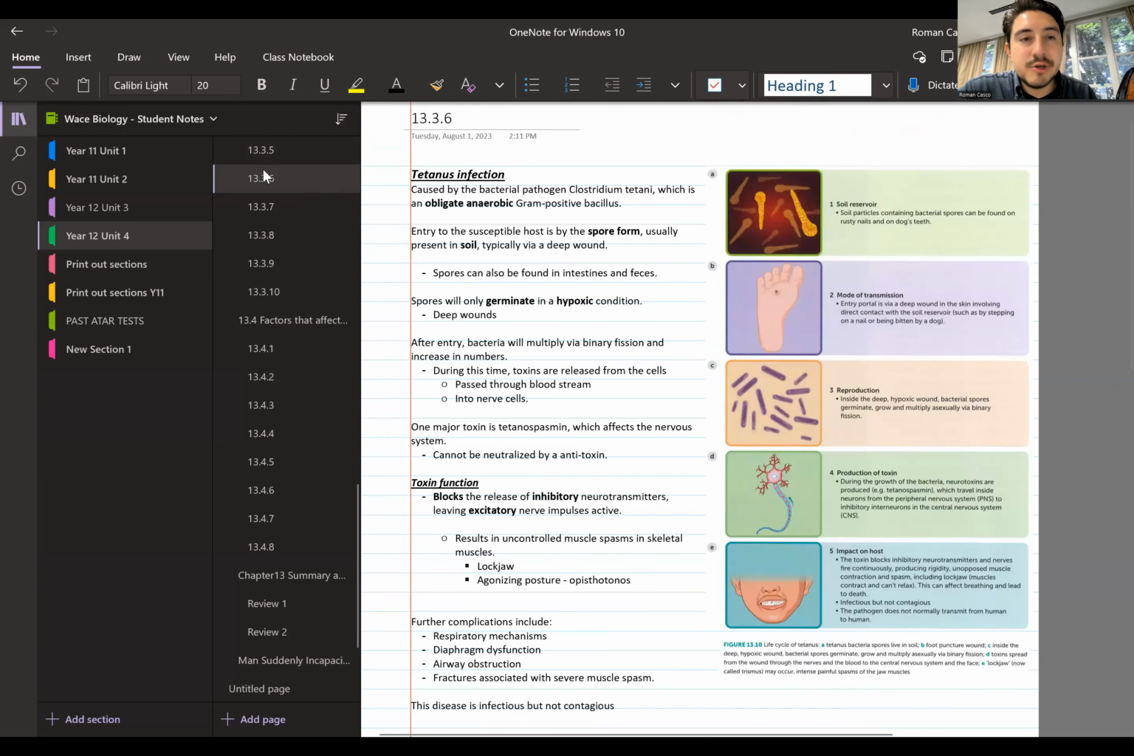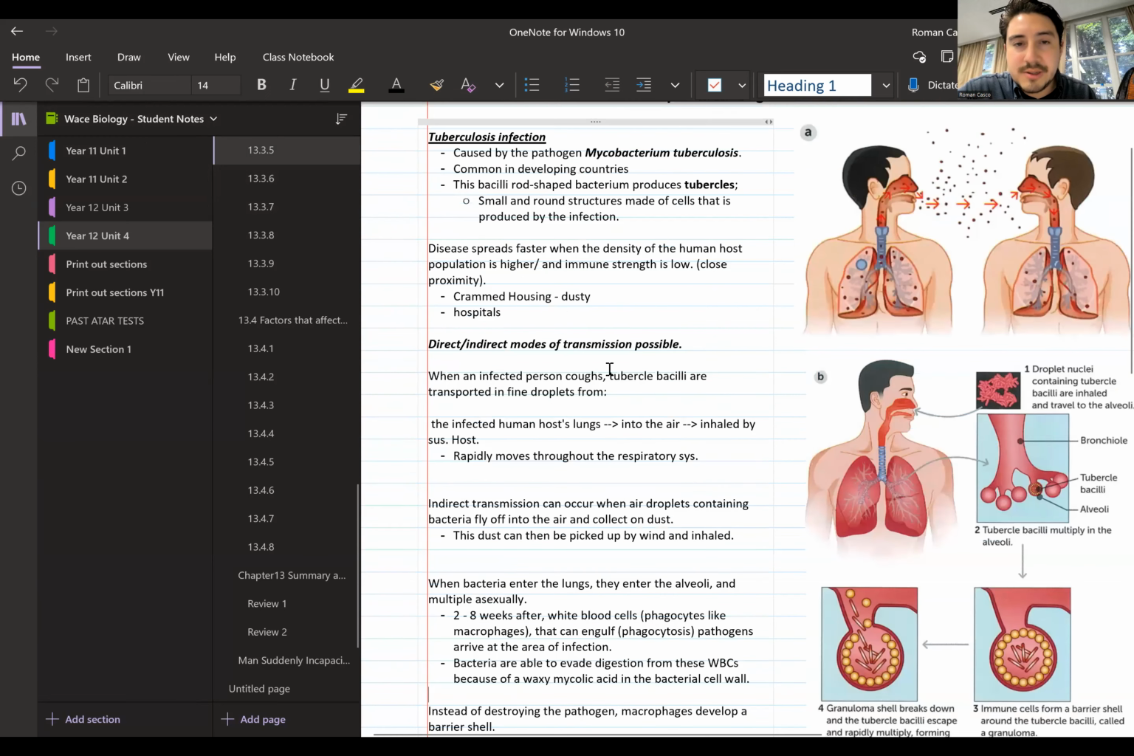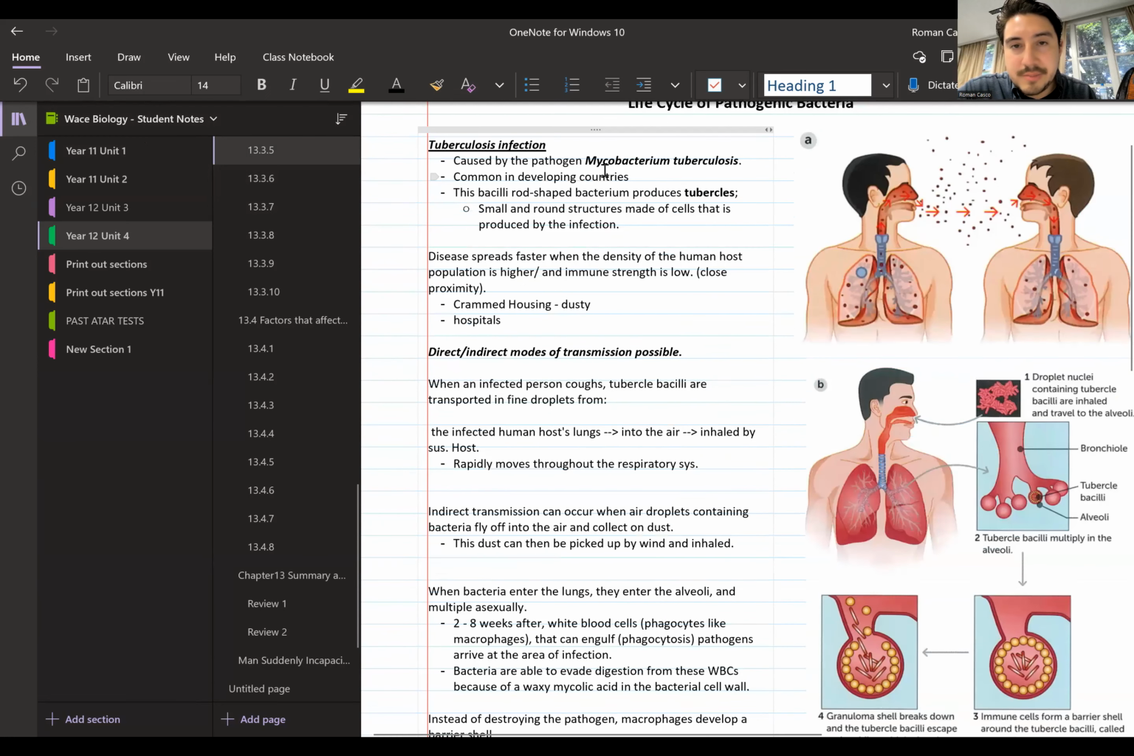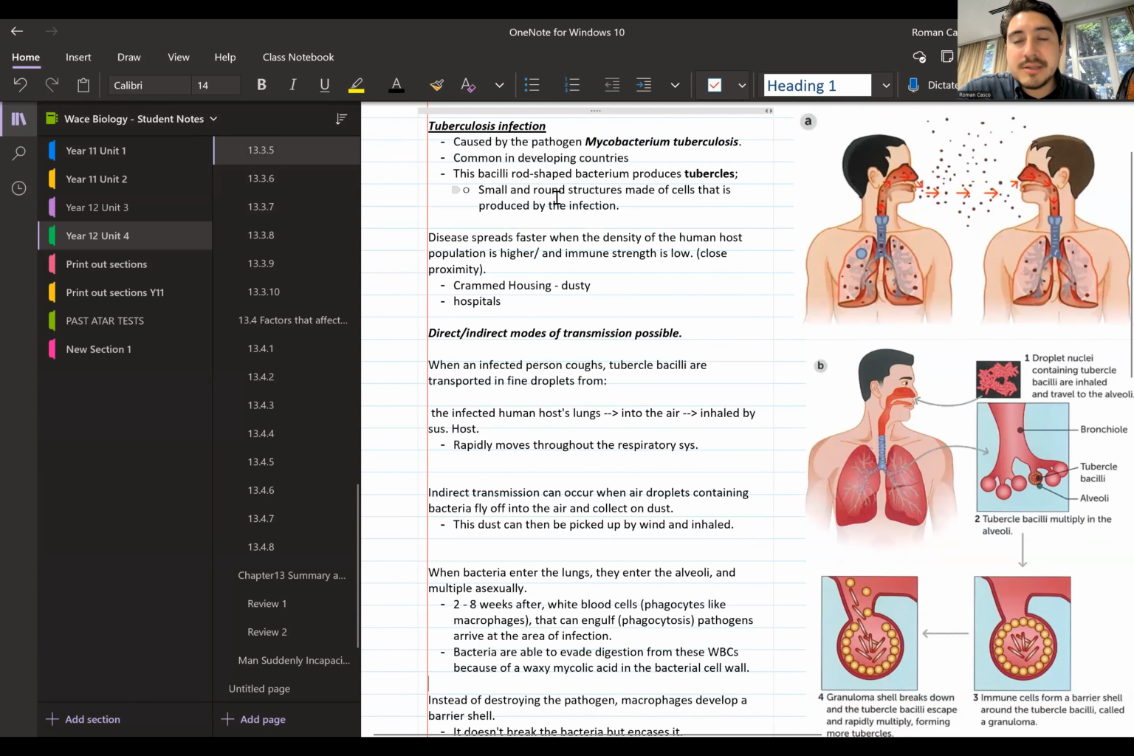Okay. So again, guys, those are the defining things about tuberculosis, all right? Know what the bacteria, the pathogen that creates it, is, how it spreads, what the tissues are that it infects, okay?